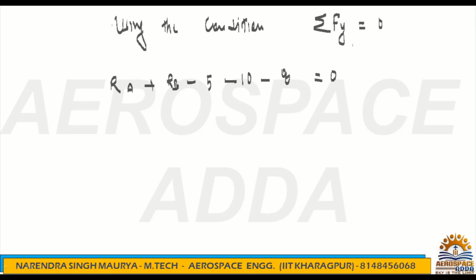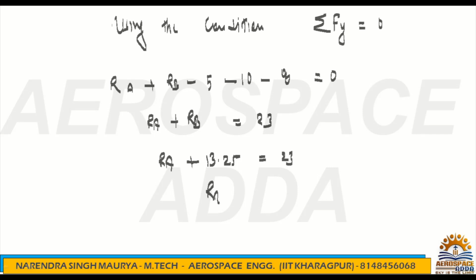That's the summation of Fy is equal to 0. Now you see RA plus RB is equal to 10 plus 5 plus 8. What is the value? It is 23, so if you take equal to, then it will be 23, right? So you can say this is the one equation. The RB value you have just now calculated is 13.25. So RA plus 13.25 is equal to 23.